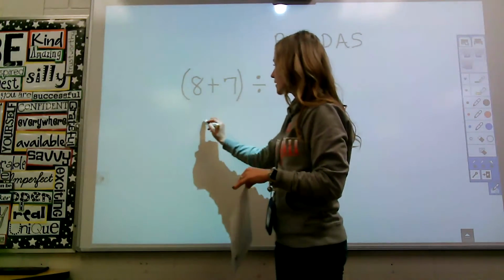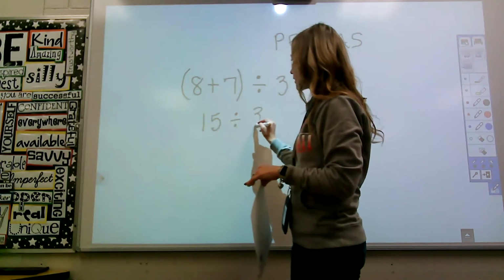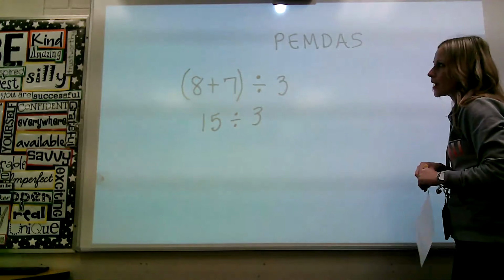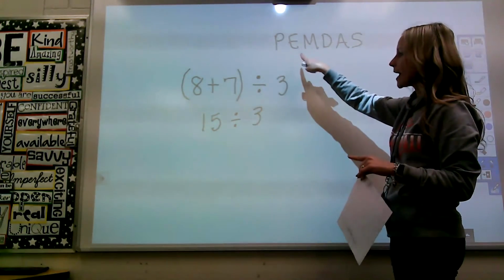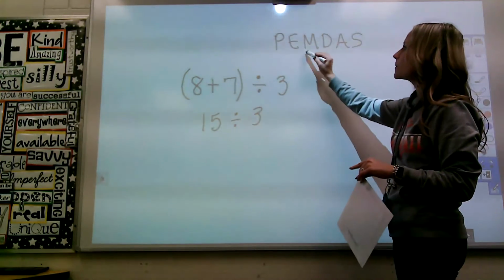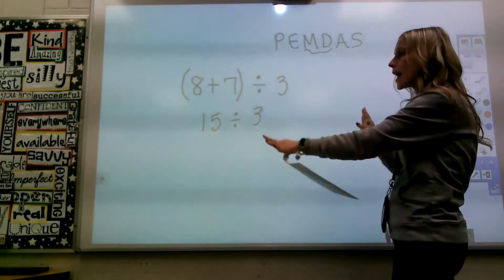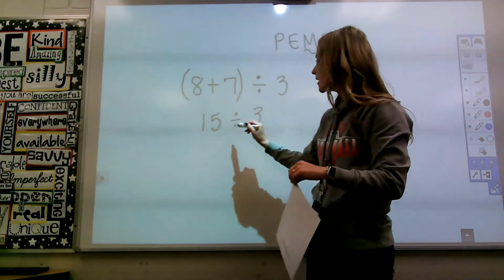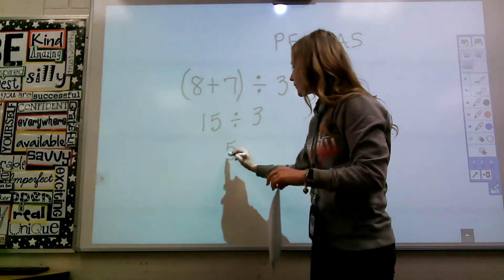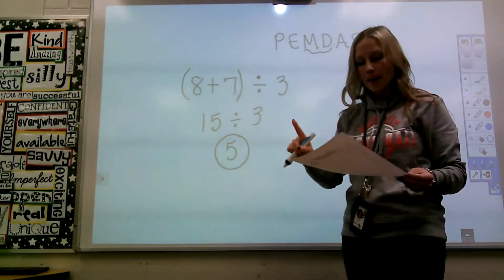8 plus 7 is 15. I write, bring down my division sign and bring down my 3 because I have not used those yet. Then I still check, are there any more parentheses? Are there any exponents? Is there any multiplication or division? Those are together. It's multiplication and division from left to right. We only have a division problem left, so it would be 15 divided by 3, which is 5, and that is our final answer. So that's one problem for you.